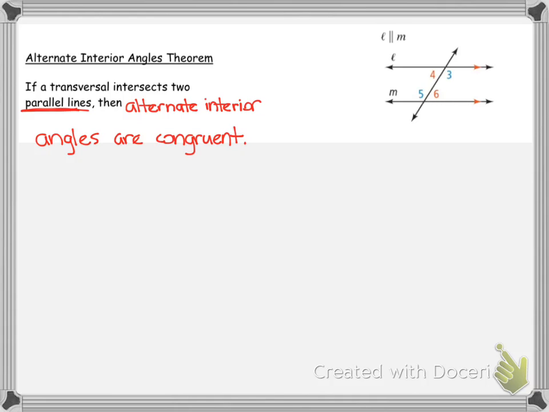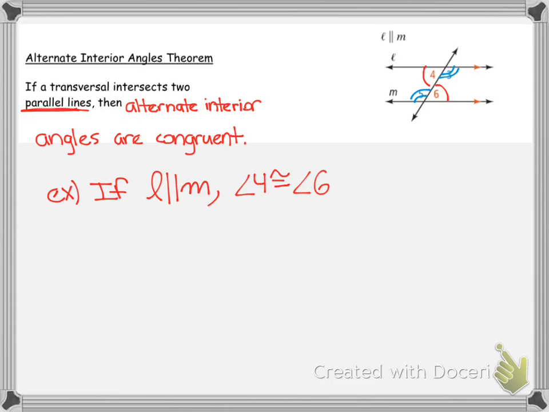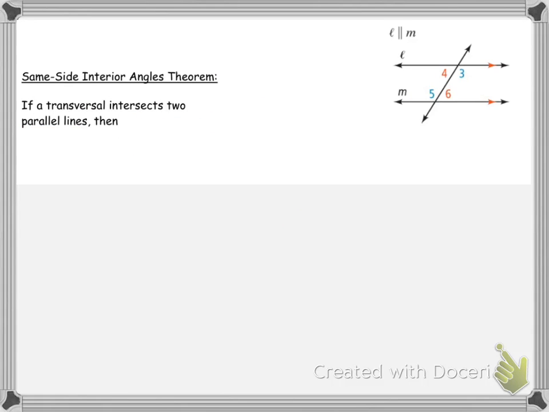So if line L is parallel to line M here, what pairs of angles are congruent? Well, 4 and 6 are alternate interior, so we know that angle 4 is congruent to angle 6. And then we know that 5 and 3 are also alternate interior. So angle 5 is congruent to angle 3. That theorem tells us that alternate interior angles are congruent to one another. Now let's look at the same side interior angle theorem.